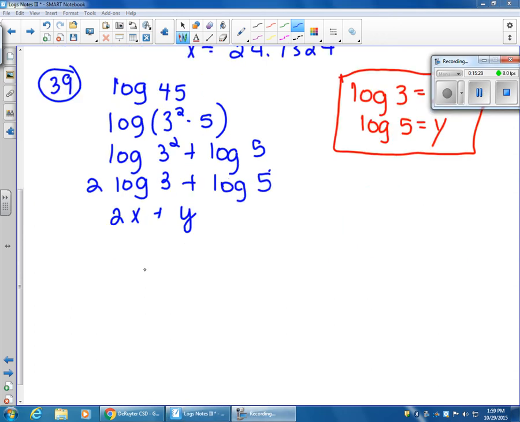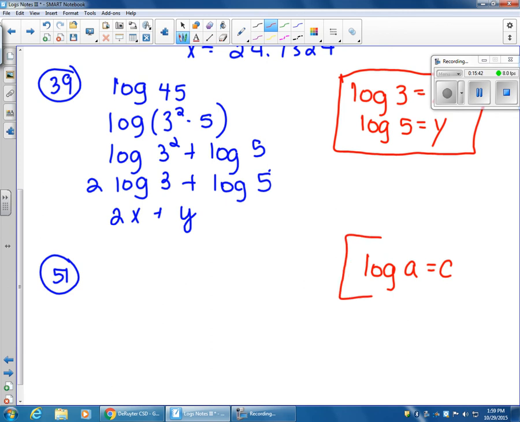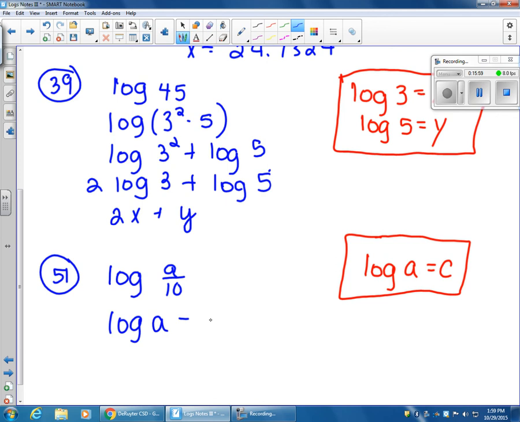All right, and the last one we're going to look at is number 51. And this one's giving us that log of a is c. So we have log of a over 10. We're going to use our rule that division is subtraction: log of a minus log of 10. Again, you want to remember that log of 10 is 1, making the substitution for log of a is c.